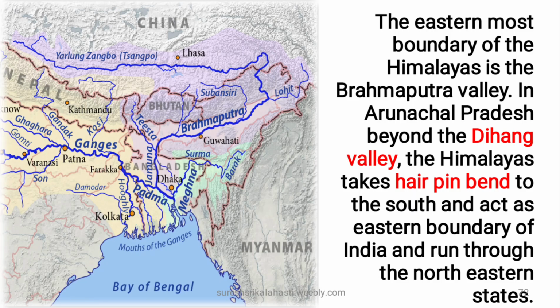The easternmost boundary of the Himalayas is the Brahmaputra Valley in Arunachal Pradesh beyond the Dihang Valley. The Himalayas take a hairpin bend to the south and act as the eastern boundary of India and run through the northeastern states. So see the Brahmaputra river.